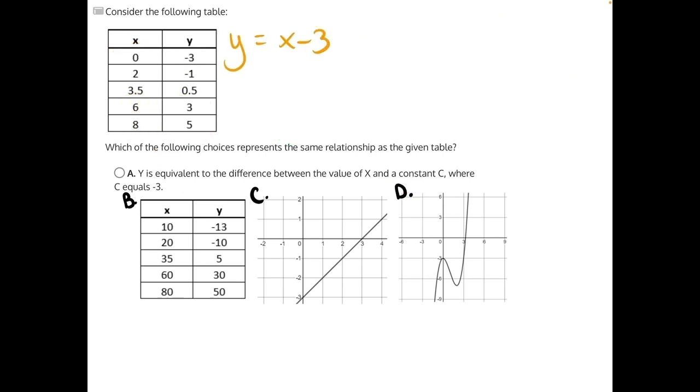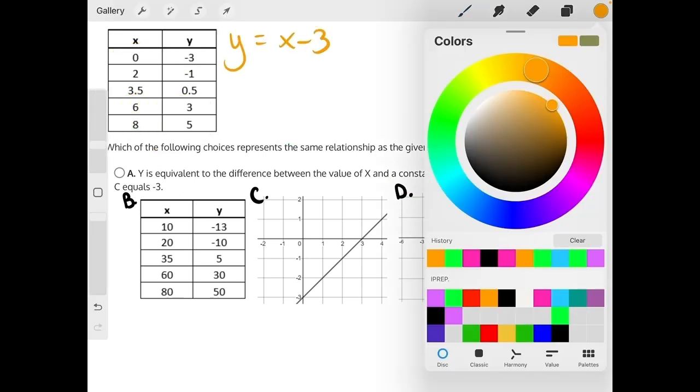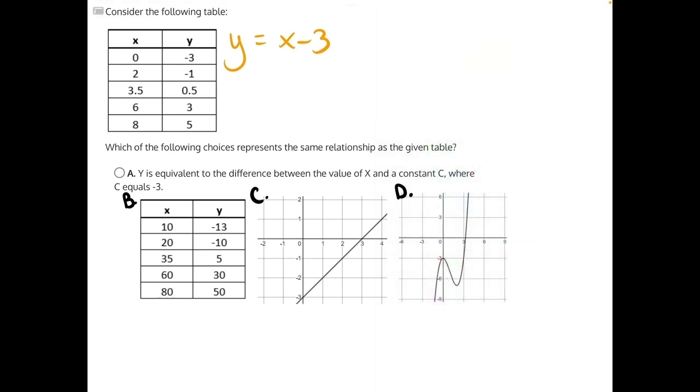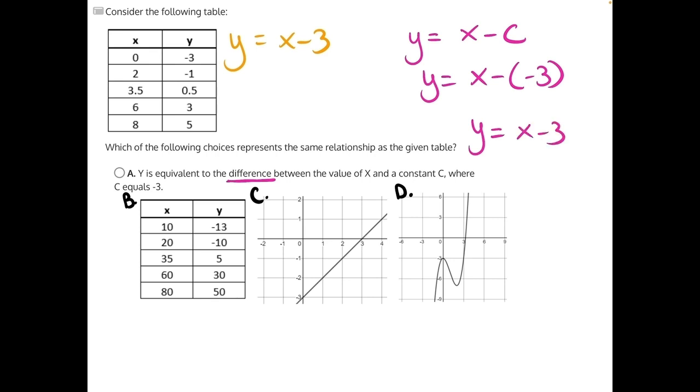Let's take a look at answer choice A. A says y is equivalent to the difference between the value of x and a constant c, where c is equal to negative 3. Difference in math means to subtract, so we have y is equal to the difference between x and c, x minus c, where c is equal to negative 3. And this is really, really important. They are trying to trick you into thinking that this is the correct answer because they want you to write it this way. Y is equal to the difference between x and 3, right? They want you to ignore that negative sign on the 3 or to interpret that negative sign as your subtraction symbol. But we are taking the difference with a negative number.